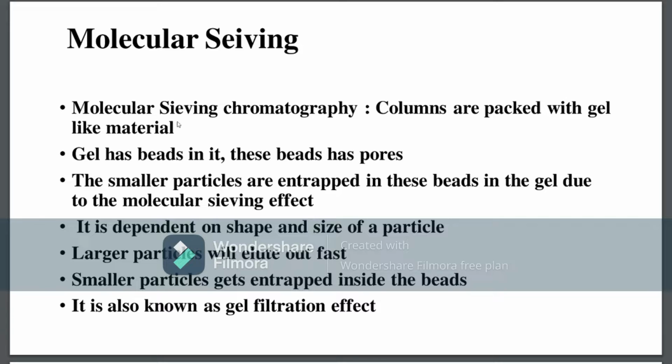Based on this, it is also known as molecular sieving chromatography. Columns are packed with gel-like material. The gel has beads in it, as I already told you. These beads have pores. The smaller particles are trapped in these beads in the gel due to the molecular sieving effect. It is dependent on the shape and size of a particle. Larger particles will elute out fast because they are not entrapped inside the beads. Smaller particles get entrapped inside the beads. It is also known as the gel filtration effect.